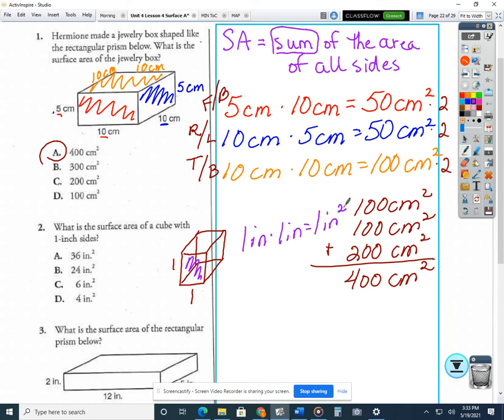Now, this is just our front side. We know that we also have a top, a bottom, a left, a right, and the back side. So there are 6 total. So we're going to multiply 6 times this 1 square inch. So our total surface area for our cube is 6 square inches. Answer choice C.